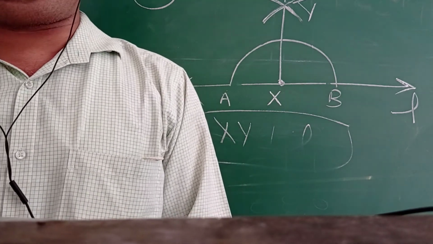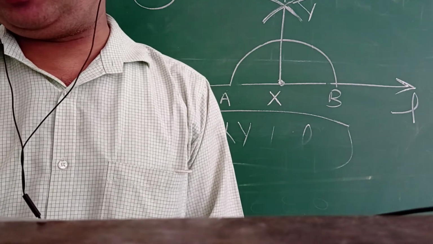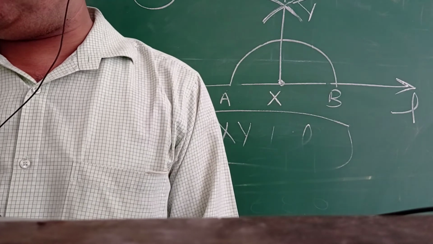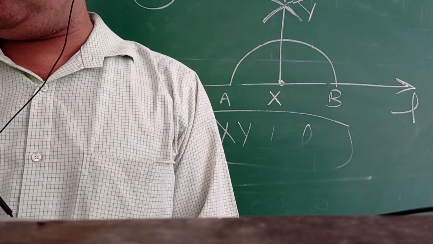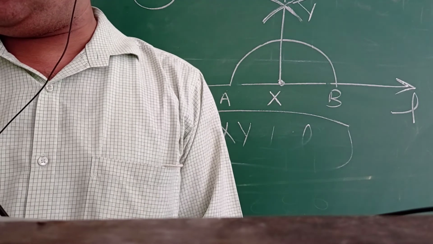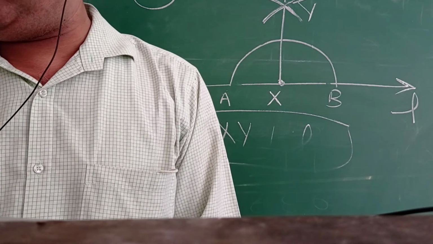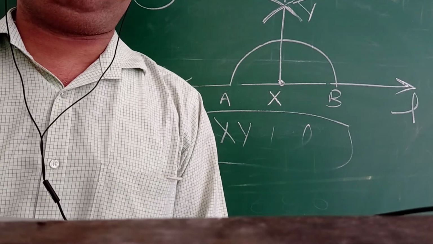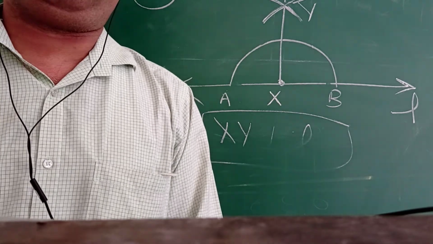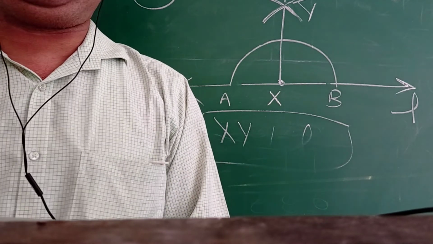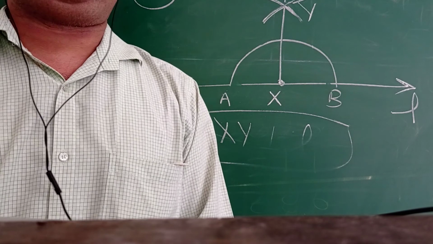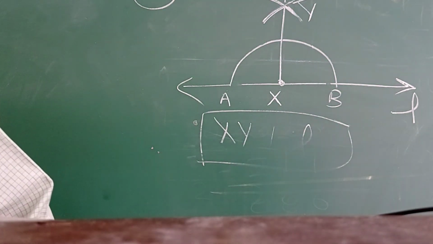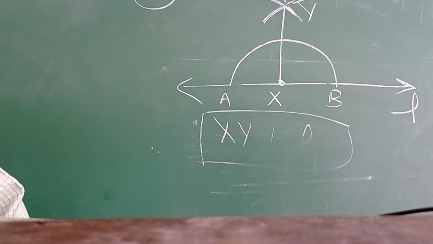Now we will start to learn how to construct an angle. We will start to learn how to draw a line of symmetry. We will also learn how to draw the perpendicular bisector. In today's class we have learnt about the perpendicular. Now we will learn how to draw the perpendicular bisector. Perpendicular means 90 degree and bisector means two equal parts.